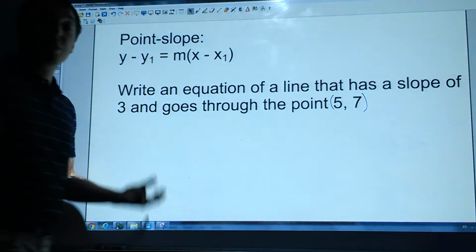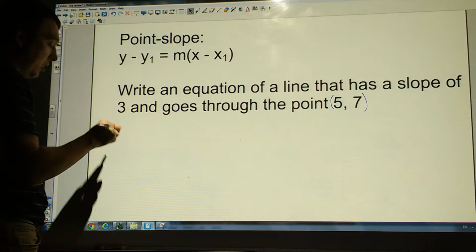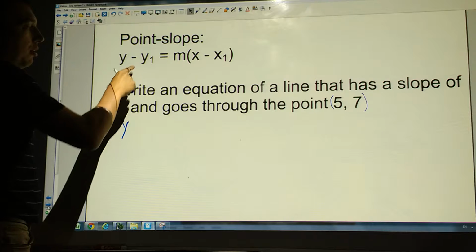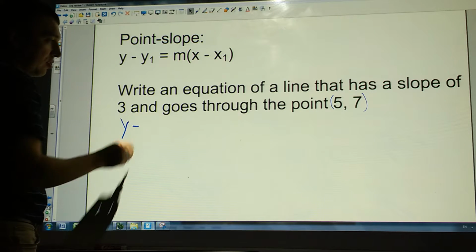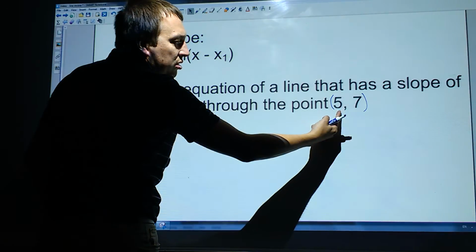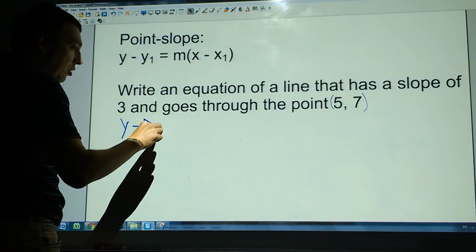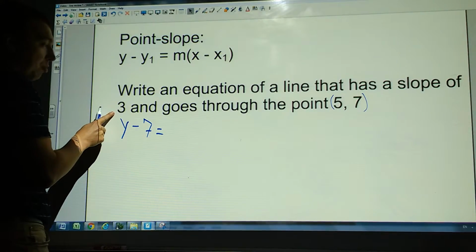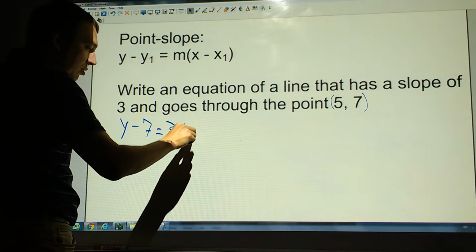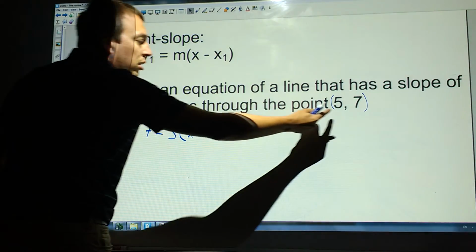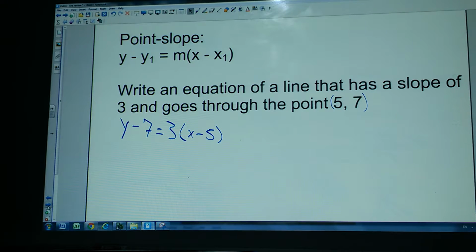And this is how we use the formula. They want me to write an equation of a line, so it's going to be y, and then I need to find y1. So y minus, this number's x, that number's y, so it should be y minus 7 equals, they told me the slope of the line is 3, parenthesis, x minus x1, which is 5. So that's plugging in the numbers.